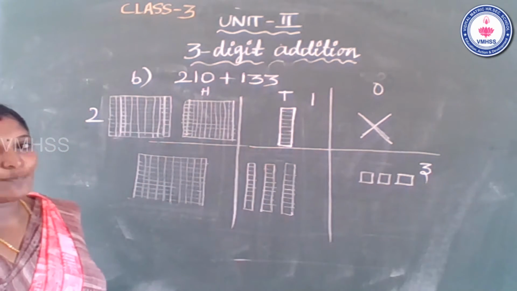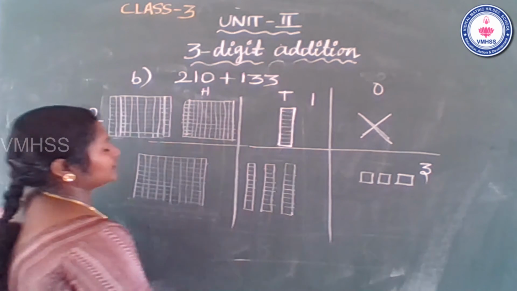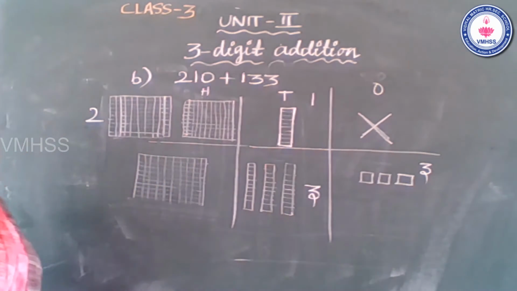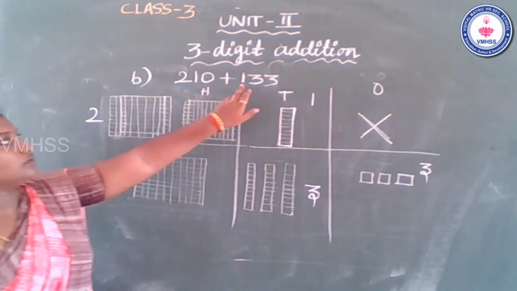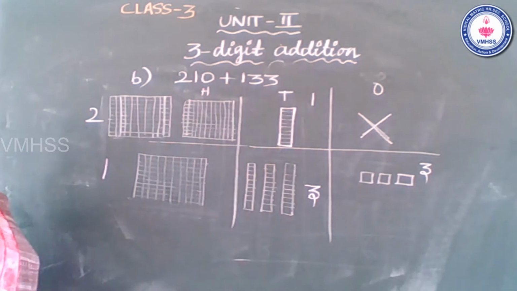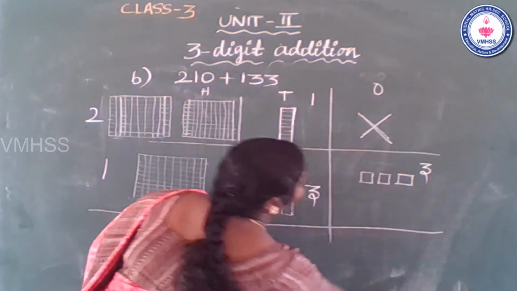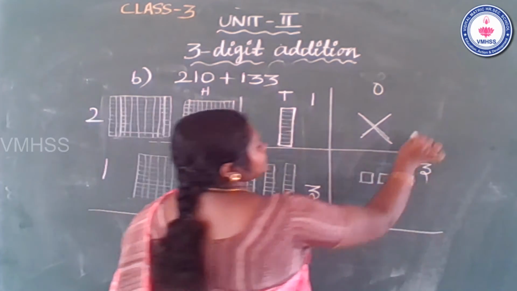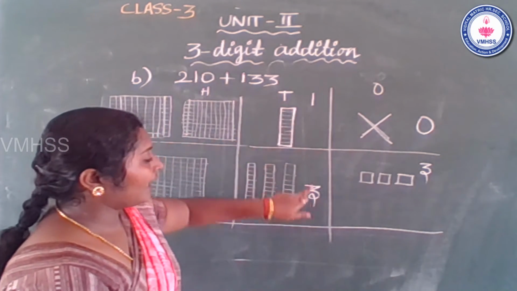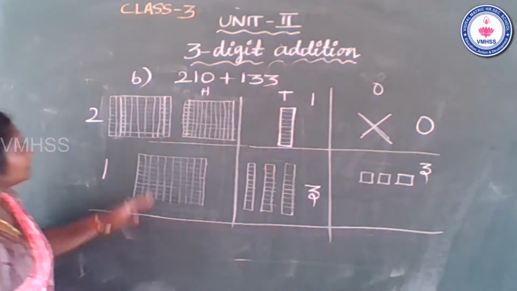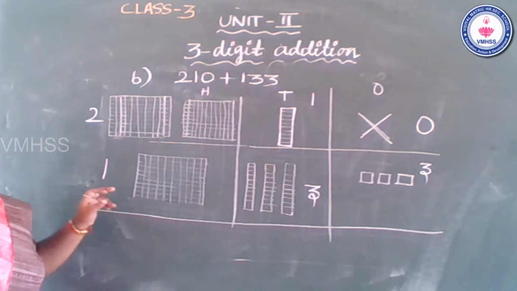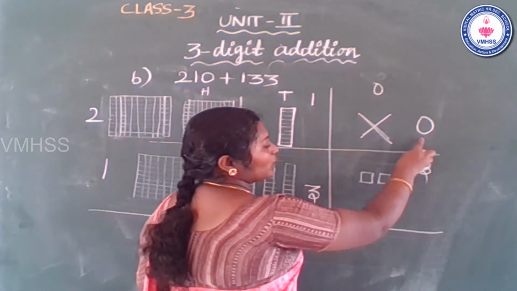Okay, what is the tens place value? Very good. 3. 1, 2 and 3. Okay, students. So what is the 100 place value? Very good. 1. Okay. Now we go to add these numbers. Okay. So ones 0 and 3, and tens place value 1 and 3. Okay, students. So 100 place value 2 and 1. Okay. Shall we start? Okay, students.